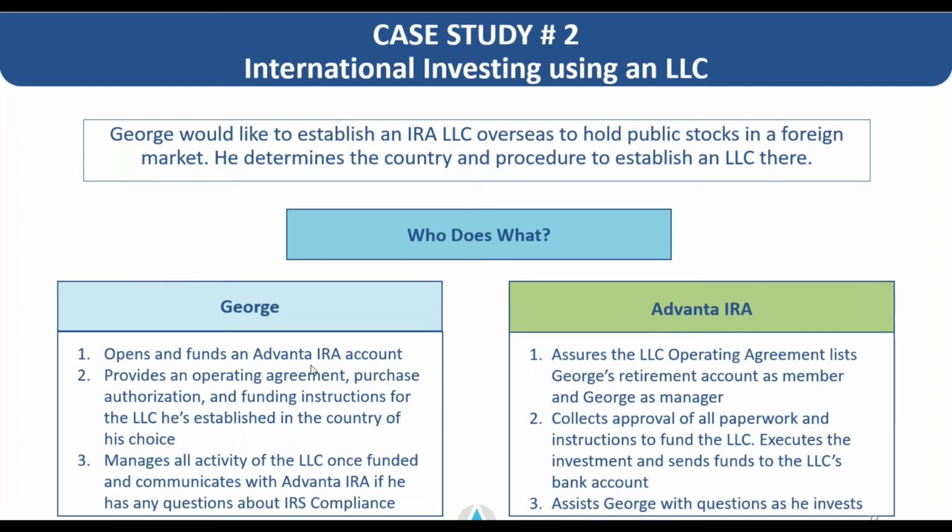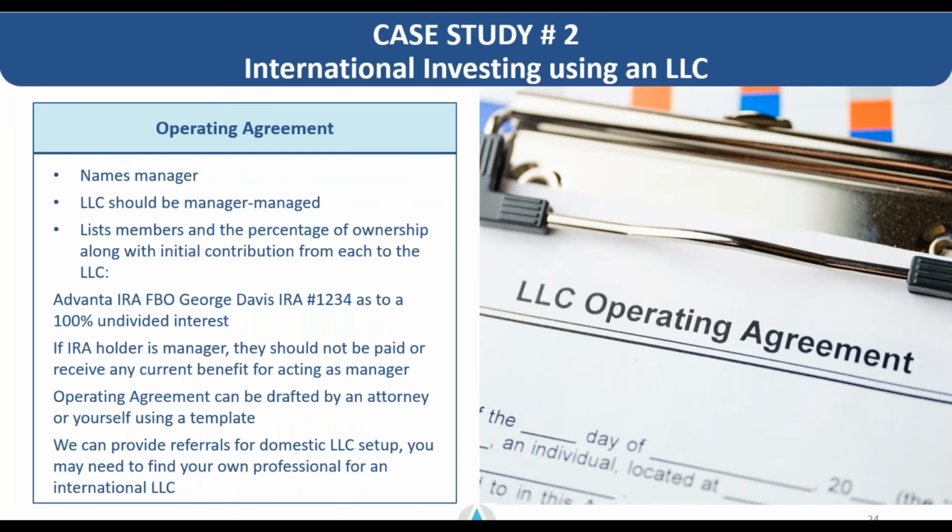And then once we have everything read and approved, we will sign the documents. If we did get a translation from George in English, then we will also sign the original documents for that country in their language. And then we will fund that investment to the bank account for this entity. So that's kind of what the process looks like. And again, if you have an account with Advanta, then you're already familiar with this process, and there's really not too much different there. Again, George names himself as the manager, and I already went over some of these requirements. You're going to see the member information there: Advanta IRA, FBO George Davis, IRA number 1234, as to a 100% undivided interest. From there, once the entity is funded, George can now make the investments that he wants to make.